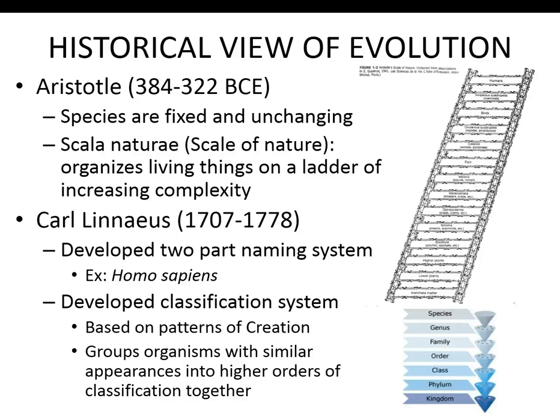Linnaeus's ideas about classifying living things was based on what he called patterns of creation. So again, Linnaeus did not believe in evolution. He did not support these ideas, but he was looking at those patterns, those groups, so classifying based on similarities and differences.